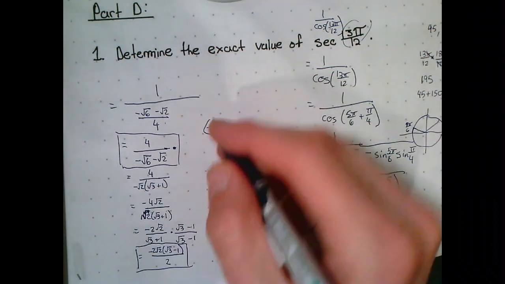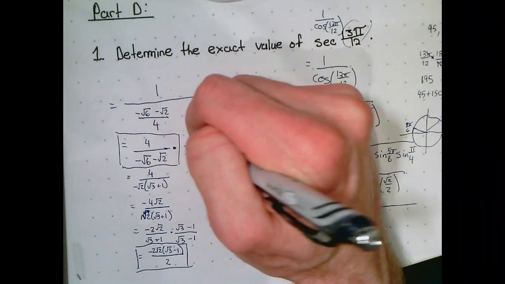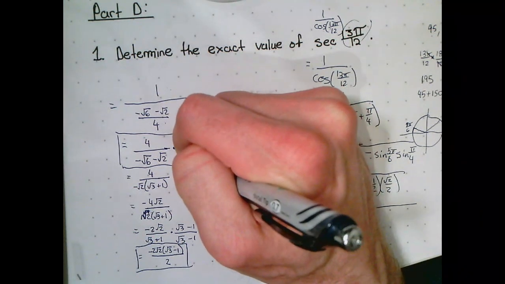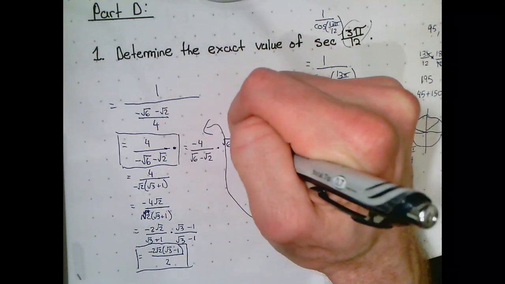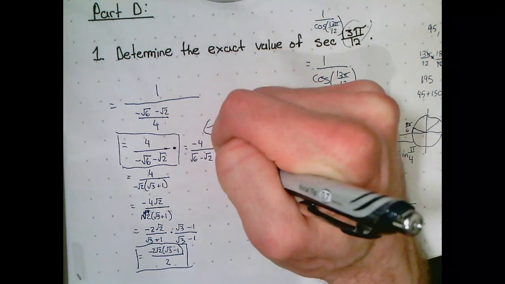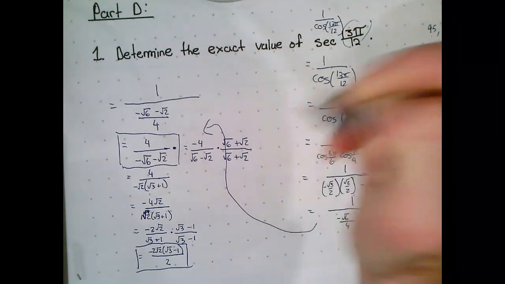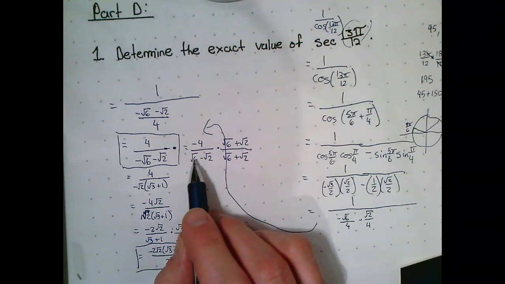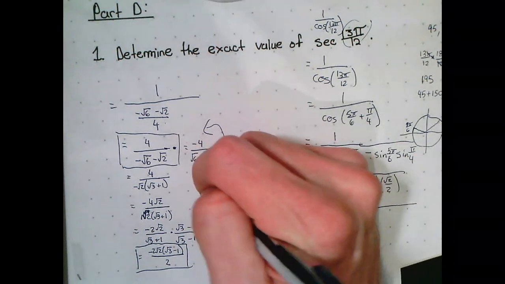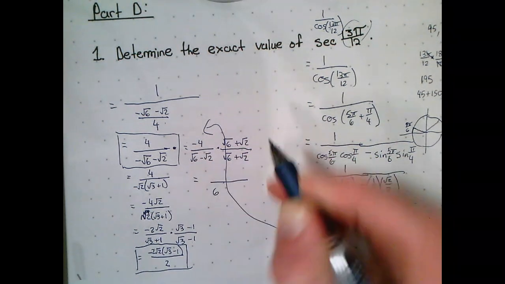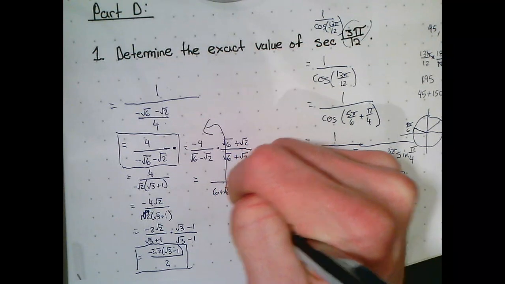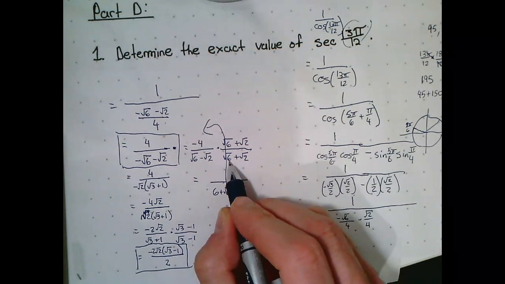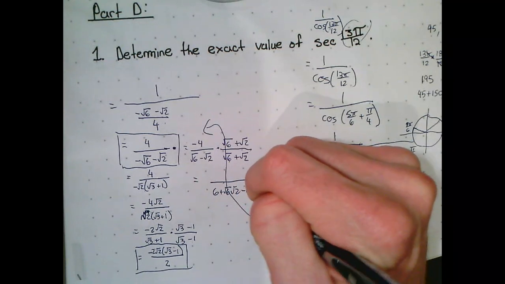maybe move the negative out. So it becomes negative 4 over positive root 6 minus root 2, and then multiply top and bottom by root 6 plus root 2. It's called the conjugate, root 6 plus root 2. And then root 6 times root 6 gives us just 6. Root 6 plus root 2 gives us plus root 6 root 2. Minus root 2 times root 6 is minus root 6 root 2.